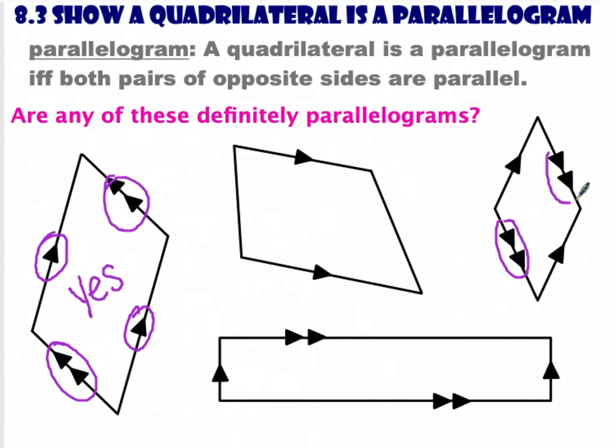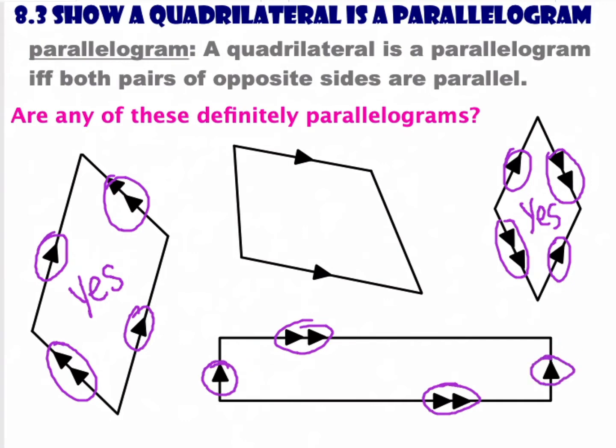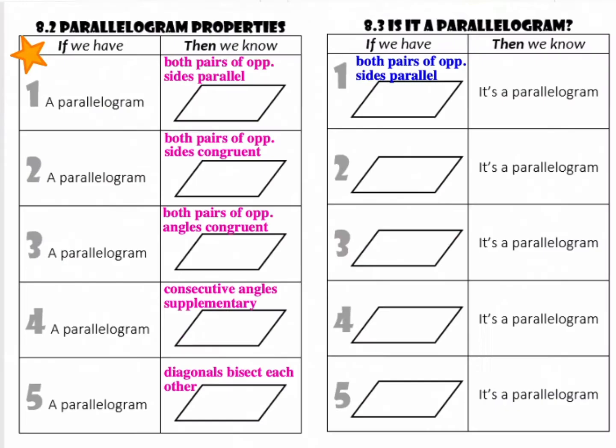So here again, opposite sides being parallel, yes, that one's a parallelogram. The bottom one looks like a rectangle, but rectangles have both pairs of opposite sides parallel, so I guess that means rectangles are parallelograms too. The only one that I don't think we can say is a parallelogram is this one. It only has one pair of opposite sides that are parallel. So I'm going to say no, that is not a parallelogram.